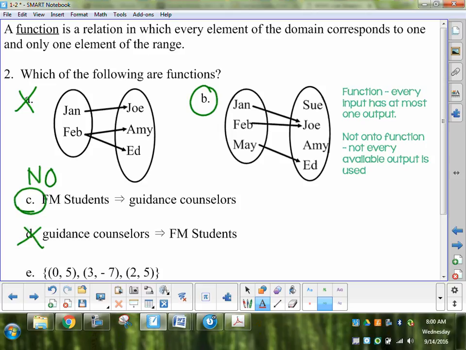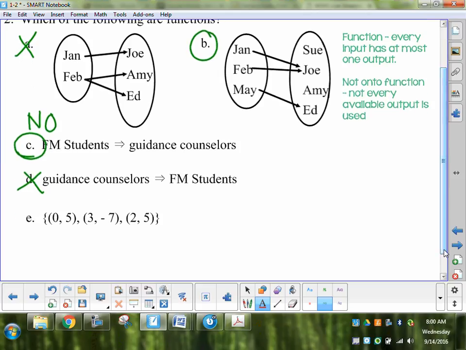How about for question E? Is that a function? Yes or no? Hands up, please, if you can tell me that. Every input has one output. There you go. This is a function. Every input has one output.